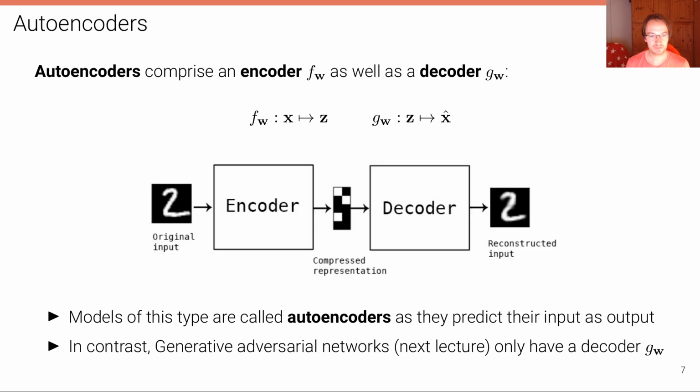So here's an illustration of this with an example of MNIST. We have a MNIST digit. We feed that through an encoder and get such a compressed representation. And then we decode that compressed representation and we get a reconstruction of the input that's not exactly the same as the input, but it's close to the input.